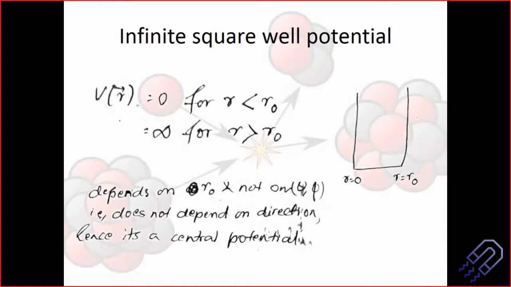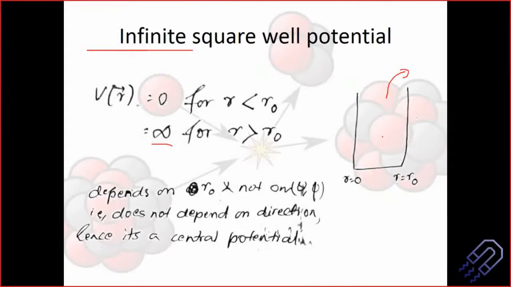If I say that V(r) is infinity, that means the neutron doesn't have sufficient energy to escape the nuclei, right? Because the potential is infinite. That means the walls are too deep, and that is the reason we call it infinite. Infinite means it is so deep that even if we apply some energy, the potential is so high that the neutron or the proton probably can't escape the nuclei. This is exactly what we mean by infinite square well potential.